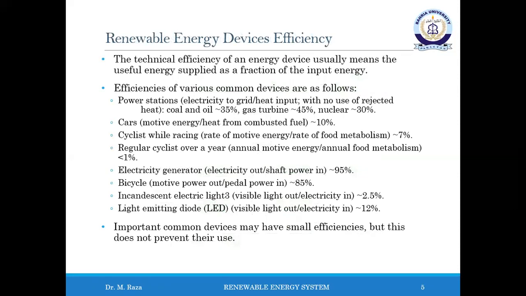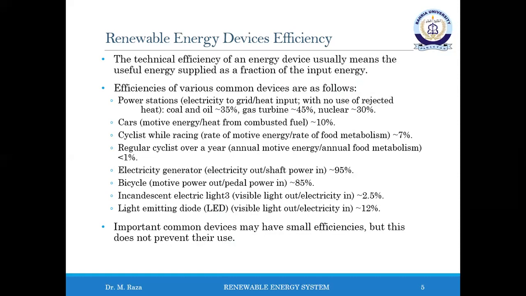It seems obvious at first sight that technological devices should be efficient. However, this word means different things to different people about different technologies. The technical efficiency of an energy device usually means the useful energy supplied as a fraction of the input energy. By this definition, the best efficiencies of various common devices are as follows.